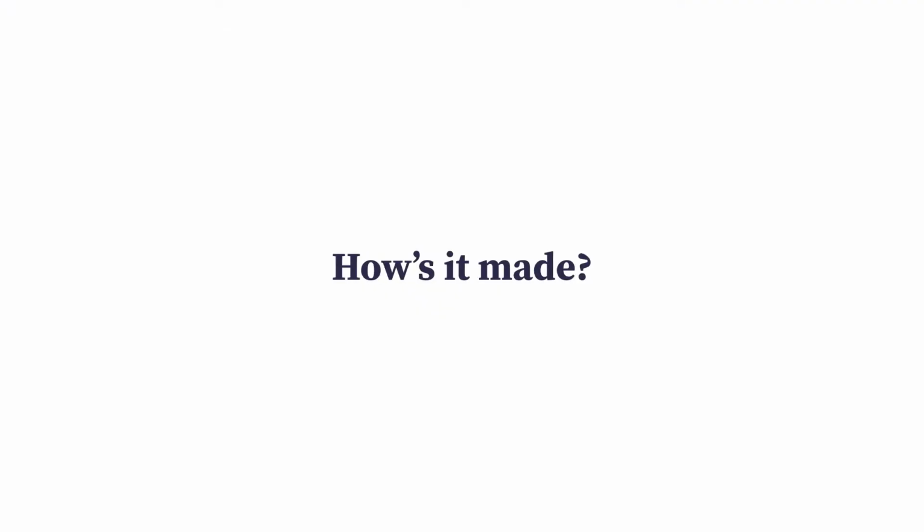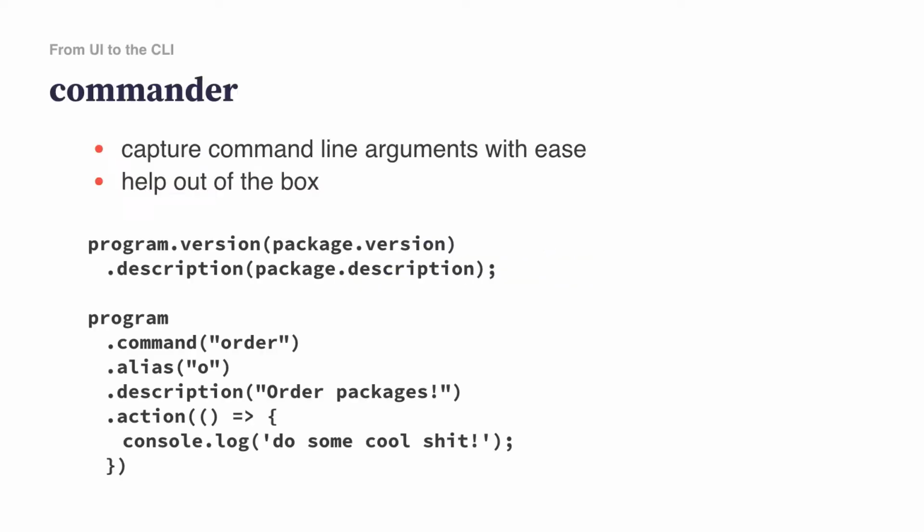How's it made? As I said before, no C code, just JavaScript. There are a bunch of useful tools on the internet which help you to do almost anything, and yeah, also a CLI app. Commander is the first NPM package which helped. What it does, it gives you the possibility to parse command line arguments in a very elegant way. So for example, I just said that I want to have the command order, I give it an alias of O, the description, and the action is what I want to do. In my case, I really do something there, not just console log.